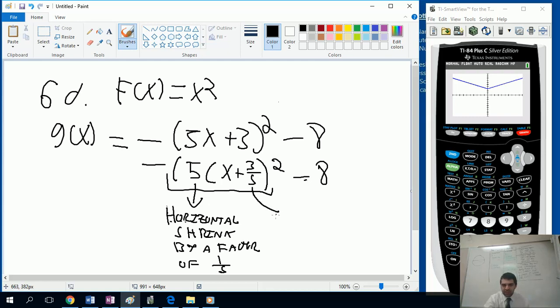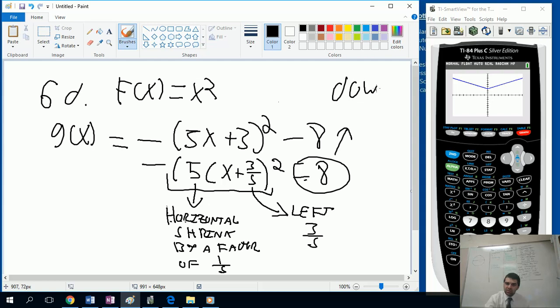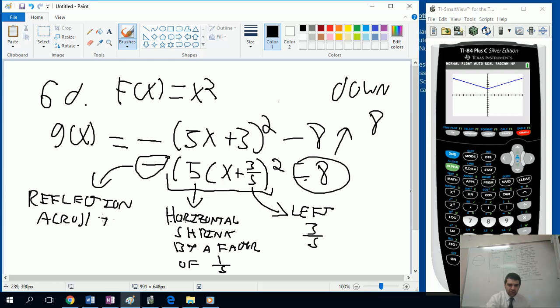We're shifting left by 3/5. We're going down 8. And because this negative sign is only affecting the core part of the function and not the minus 8, that's going to be a reflection across the y-axis. All right, so that's all our transformation problems.